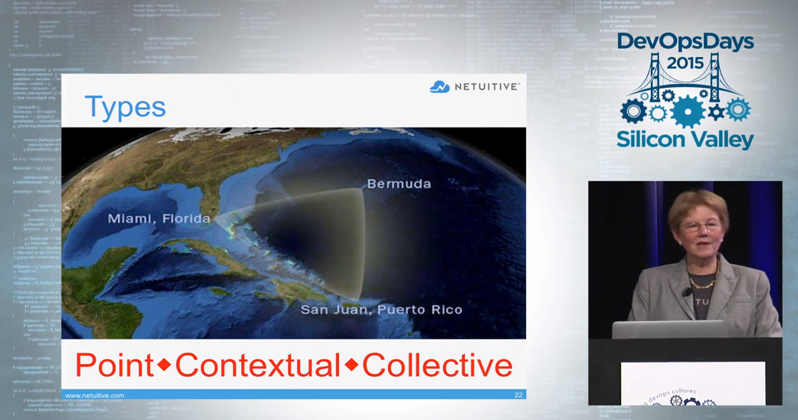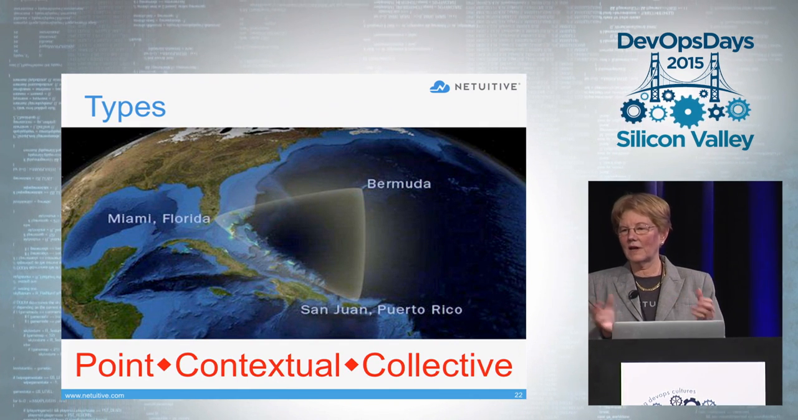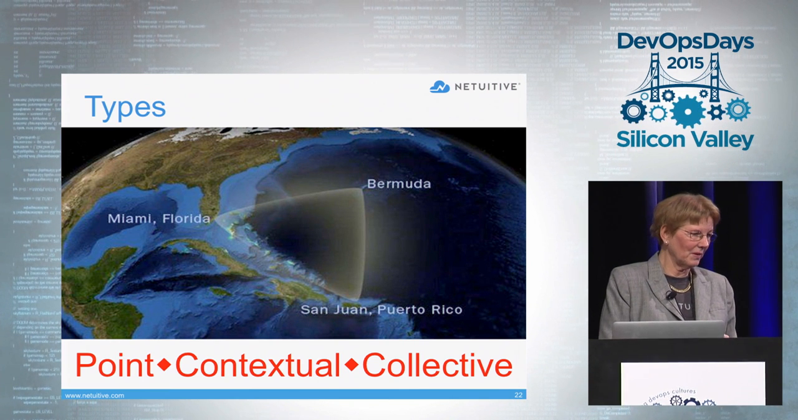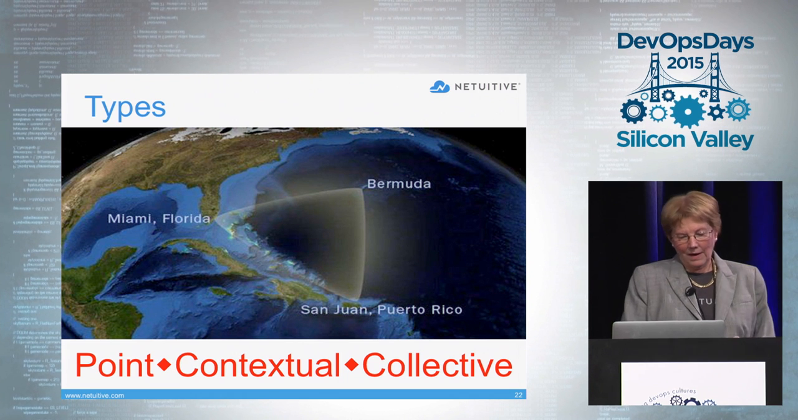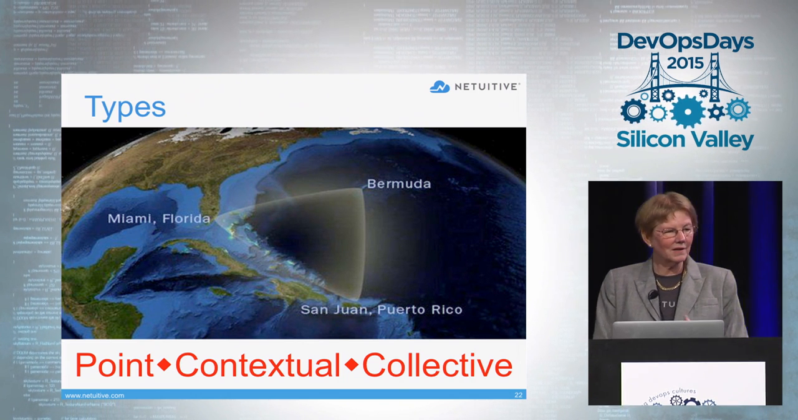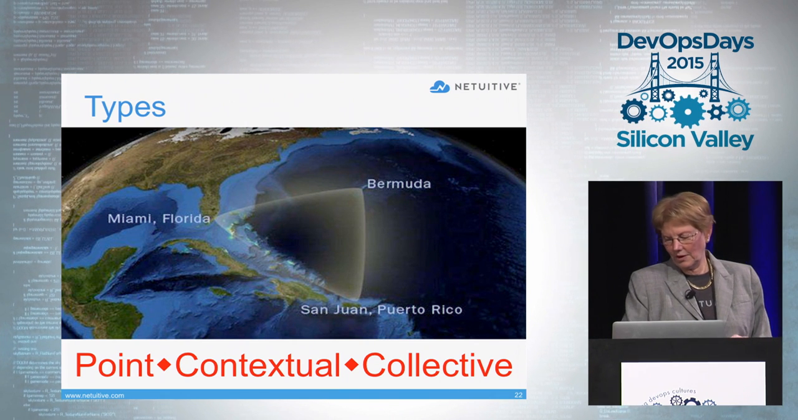Okay, that takes care of data. So we have these kinds of data that are available to us to detect anomalies. Now let's talk about what types of anomalies we'd like to detect. There are three. What a coincidence. We have point, contextual, and collective. So one at a time.